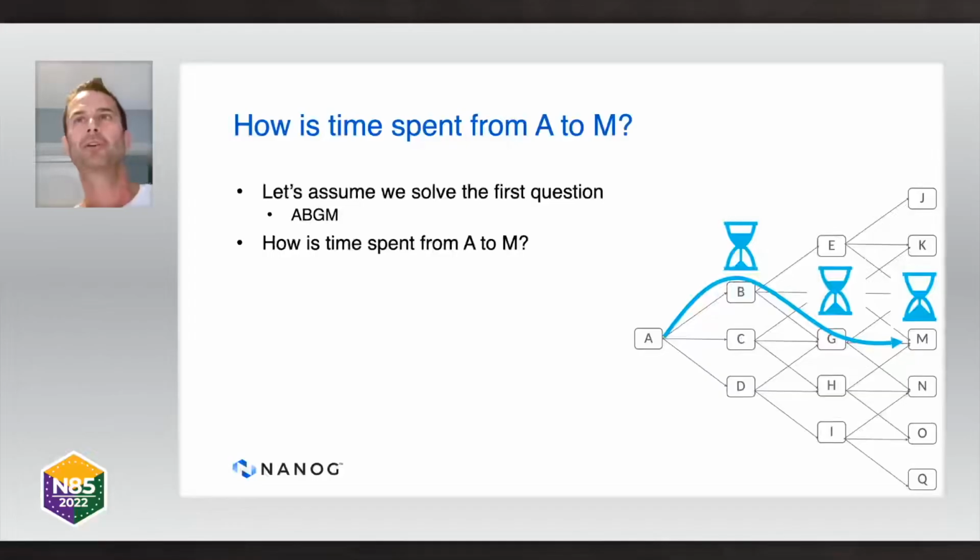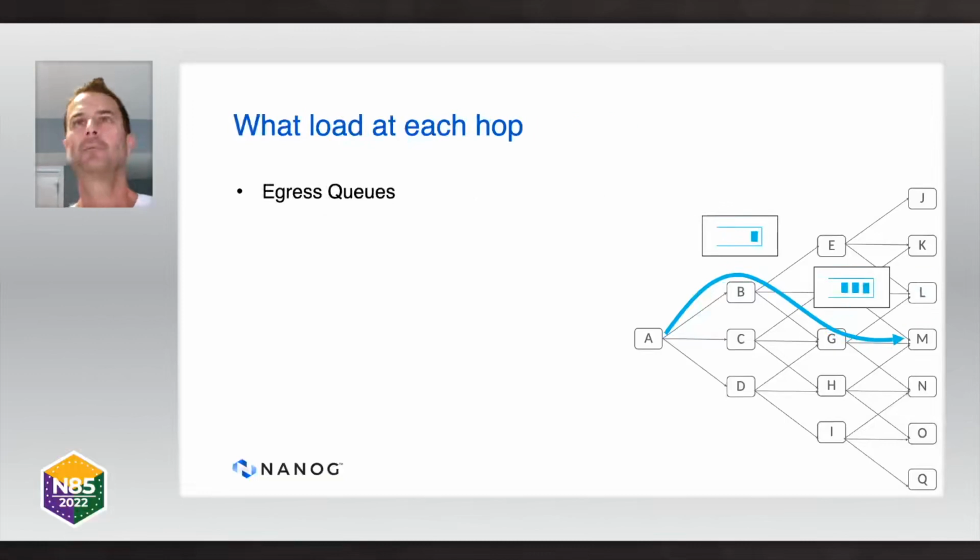What path tracing can do is look at the time and put a timestamp per router. So how is the time spent to get from router A to router M? We're going to do that at every hop. At router B, we'll record the time, and router G will record the time, and we'll record the time it comes in on router M. So what about the load at each hop? We're going to monitor the interface load at each hop.